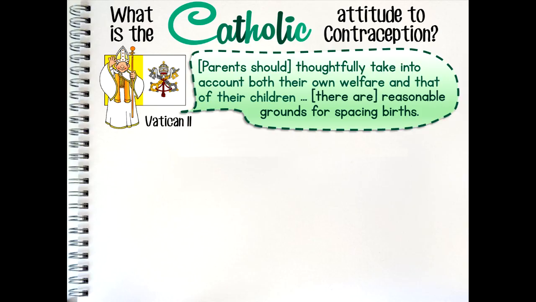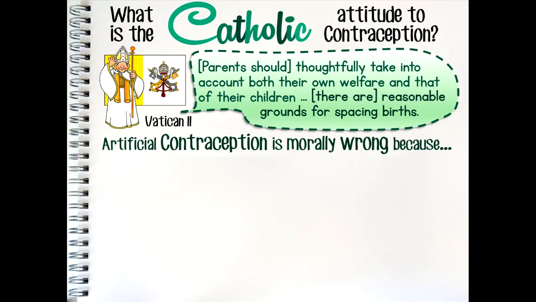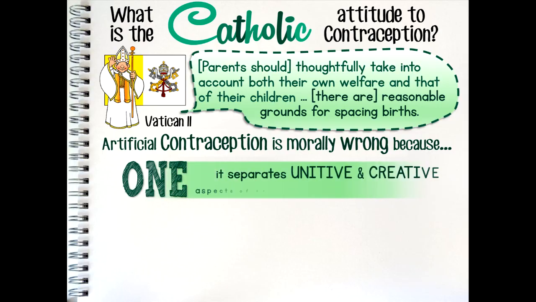However, to achieve this aim, the Church teaches that married couples should only use natural family planning to help them limit their family size. All methods of artificial contraception are morally unacceptable for a variety of reasons. 1. Artificial contraception separates the unitive and the creative aspects of sex, which the Church teaches should always go together.